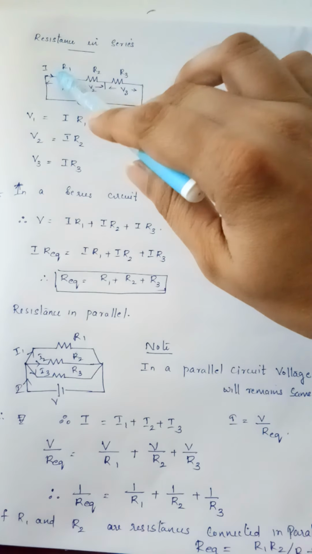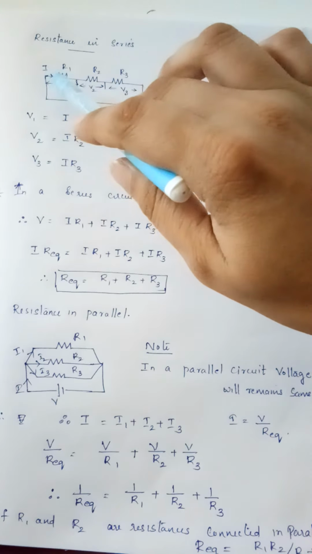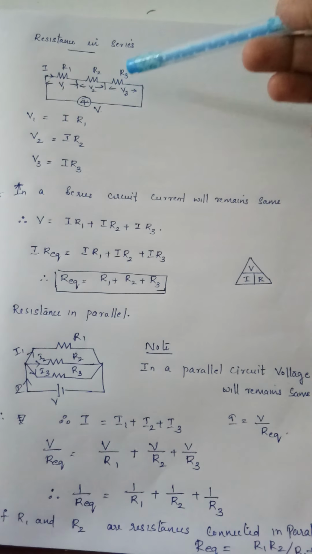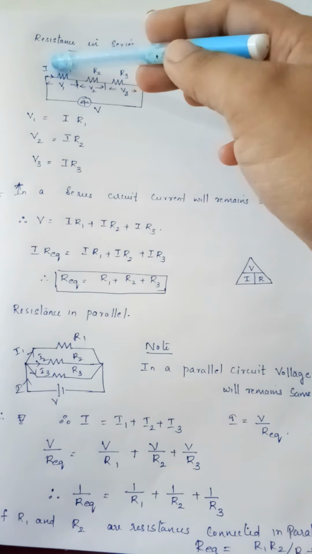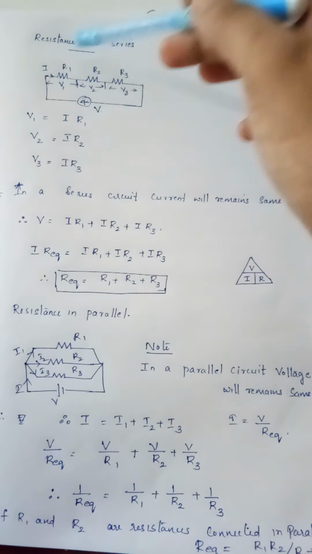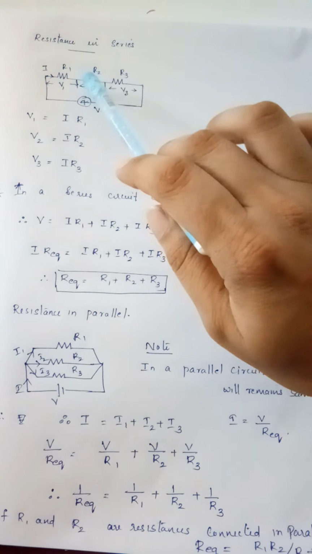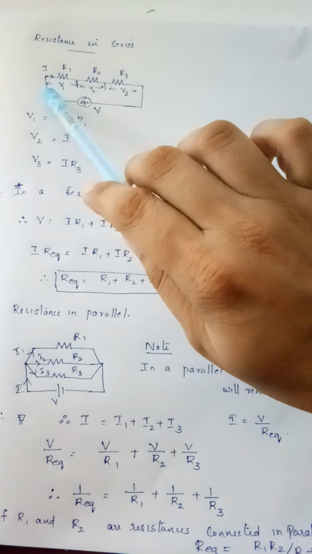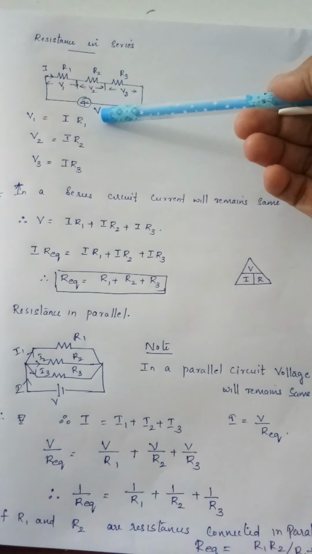So here R1, R2, R3, three resistance values are connected in series. In a series circuit, current will remain the same through all the elements. So here I is the current flowing through R1, R2 and R3. And V1, V2, V3 are the potential drops across R1, R2 and R3. V is the supply voltage.